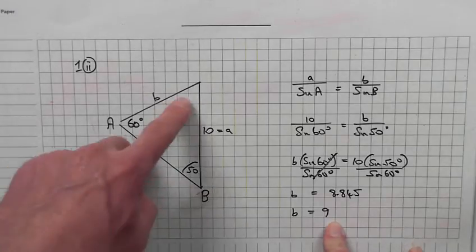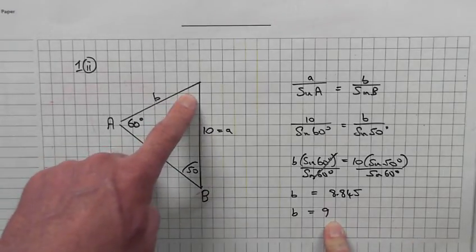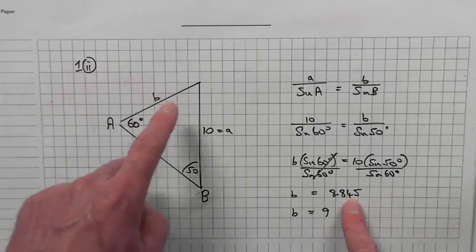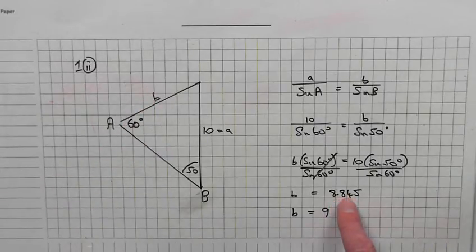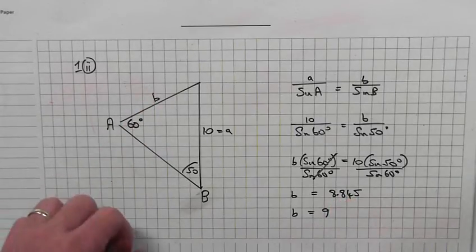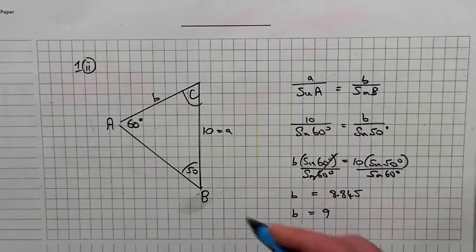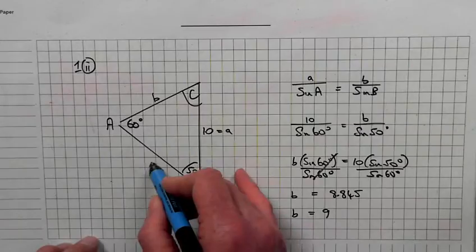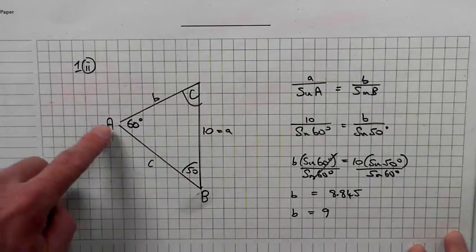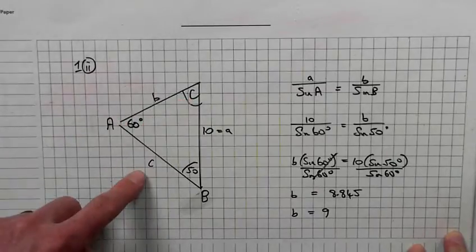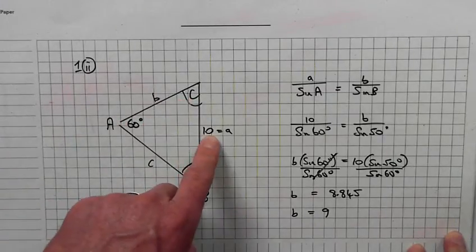Which measurement would you use if you were looking for this angle? Would you use 9 or 8.845? If you were using B, you would use 8.845 to be more accurate. If you're looking for this side C, you'd use angle A, side A, and angle C, side C, because A is 10.